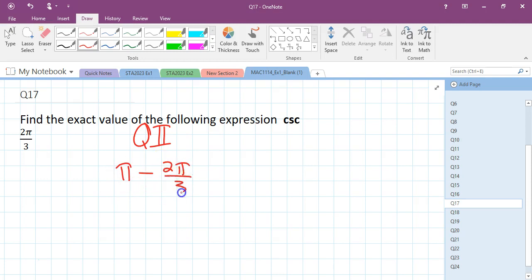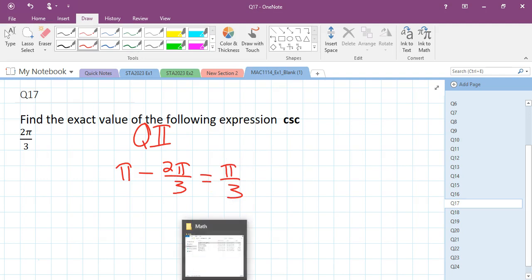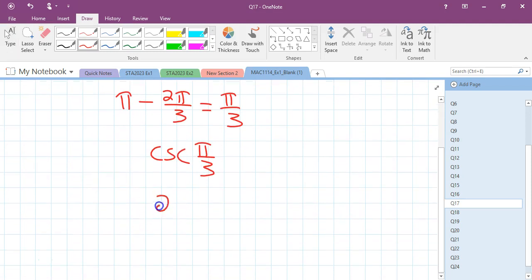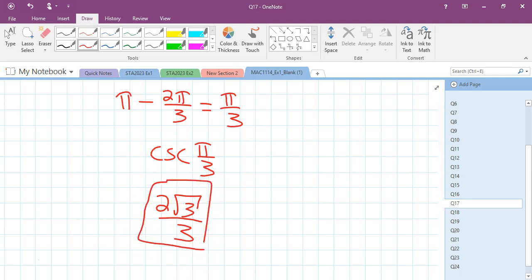Pi minus 2 pi over 3. And what does that give us? Pi over 3. Definitely. So our answer will be positive, and whatever cosecant pi over 3 is. So you go to your chart, you look up cosecant pi over 3, and what do you get? 2 radical 3 over 3, and it stays positive because in quadrant 2, sine and cosecant are positive.